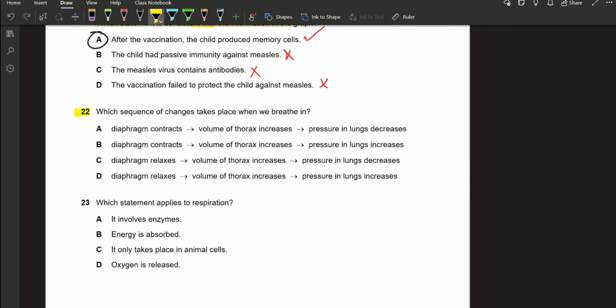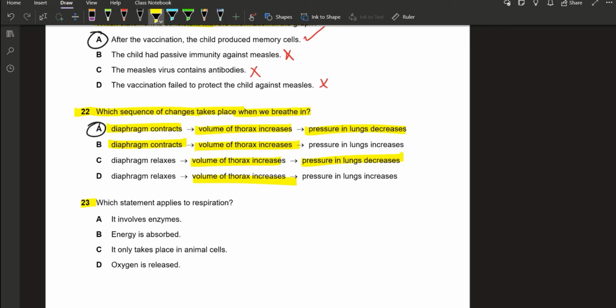Question number 22. Which sequence of changes takes place when we breathe in? So the diaphragm contracts, the volume of the thorax increases, the pressure in the lung decreases. So the correct option would be option A.